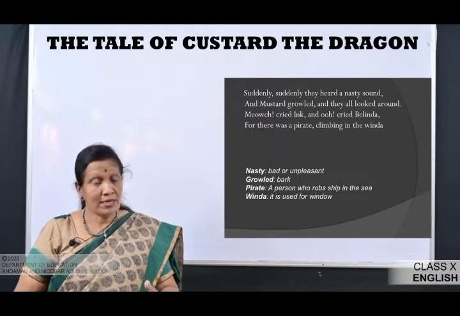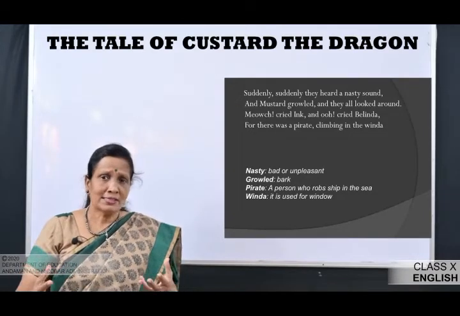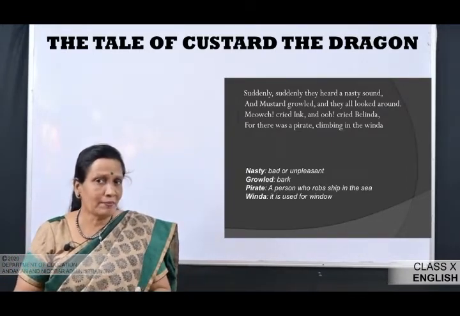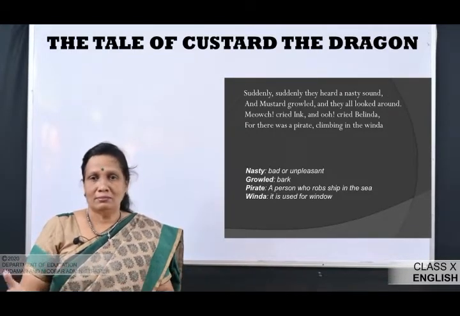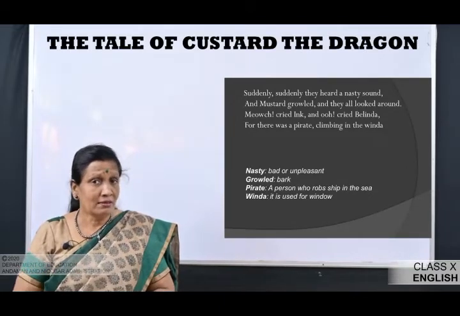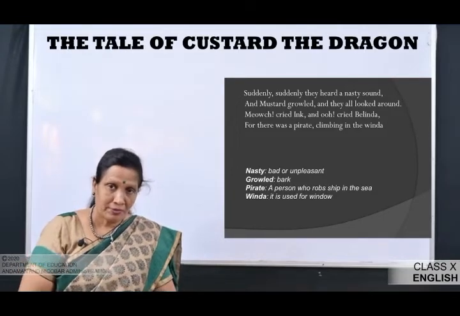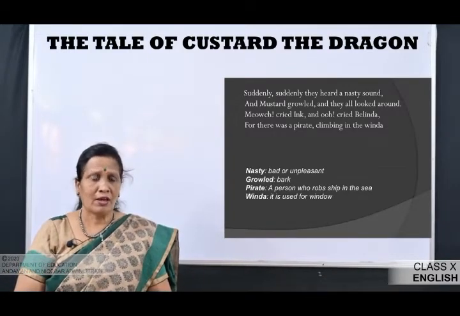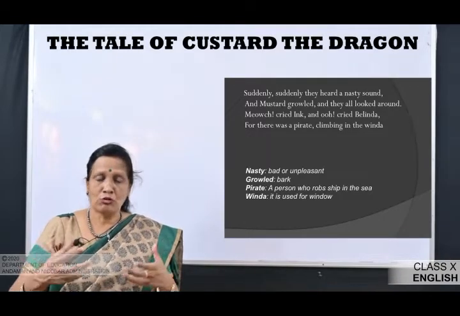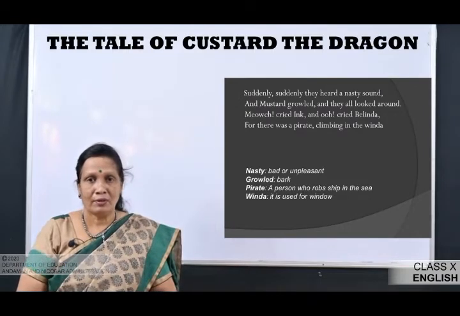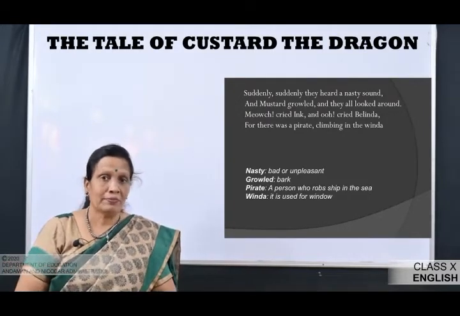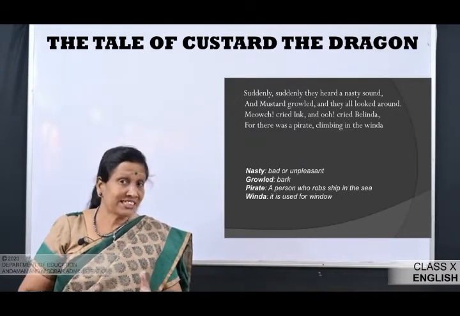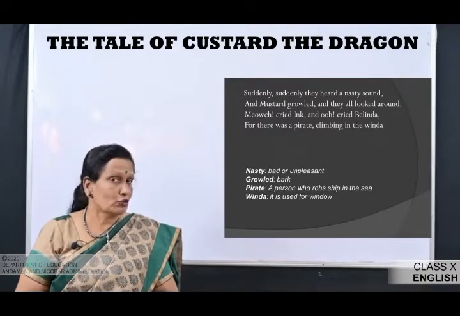Okay. Now here suddenly what happened, children? Suddenly they heard a sound. When did they hear the sound? When all of them were making fun of Custard, the dragon. They were laughing at him, they were giggling at him, and even the Mustard asked about his age, and they were making fun of him. So when they were making fun of him, suddenly they heard a nasty sound, a very unpleasant sound. And Mustard also barked, and they all looked around as to from where the sound came. And even Ink cried meow, and ooh, cried Belinda. Okay, so they all were stunned by this nasty sound which came suddenly out of nowhere.